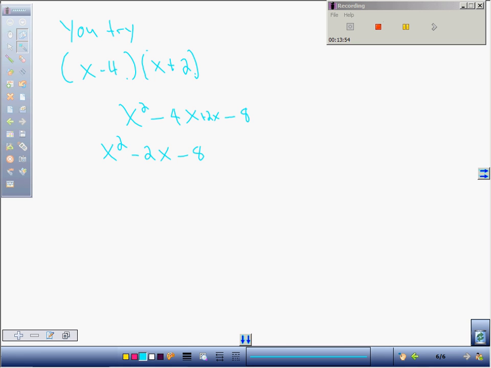I love this box method. This box method is awesome. Okay, try the box method for this one. Ready? Let's try this: 2n minus 7 times n plus 1. I want to get rid of that ugly thing I just did. You try.